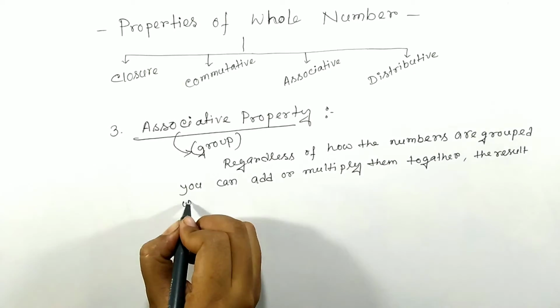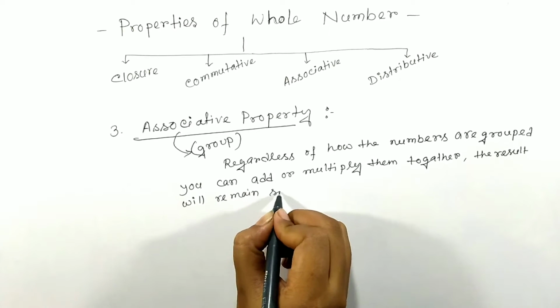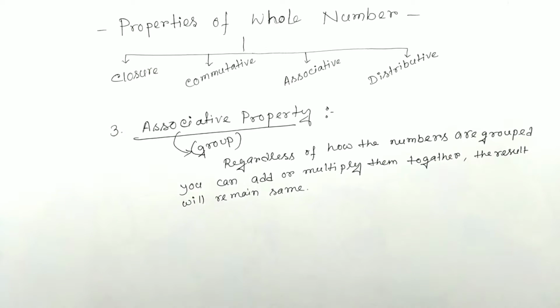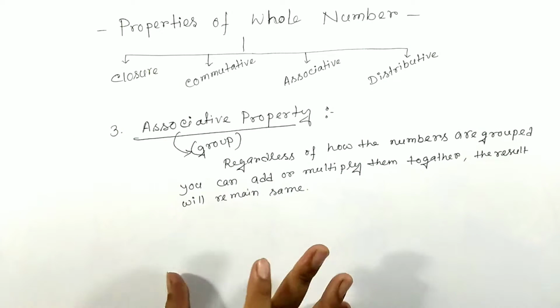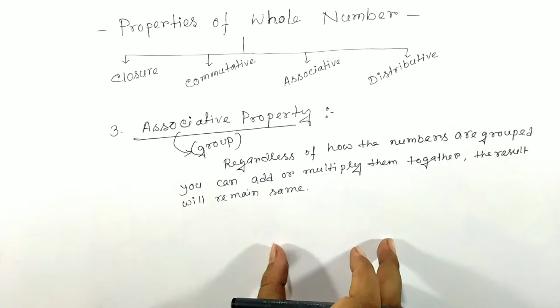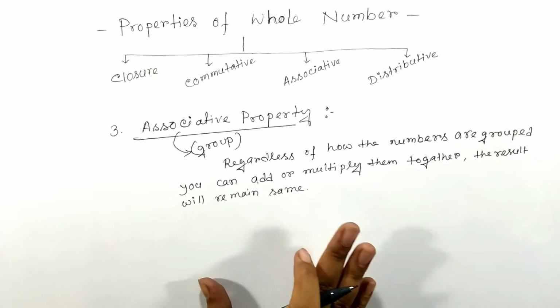The result will remain the same. That is, in case of the commutative property, order doesn't matter. Here the grouping doesn't matter, that is, how you grouped the numbers doesn't matter. Your answer will be the same in case of addition and multiplication.